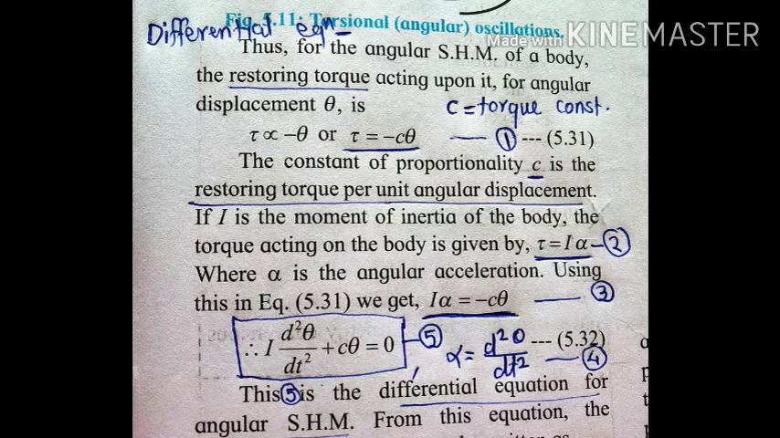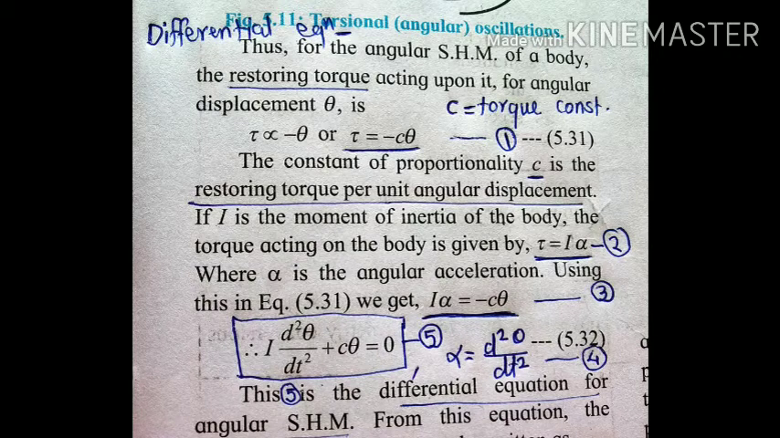Also, in linear SHM, the force is called the restoring force because it opposes the displacement. Similarly, in angular oscillatory motion also, the torque is in a direction opposite to the direction in which angular displacement theta increases, and therefore this torque tries to restore the body towards its mean position, and hence the torque is called the restoring torque.